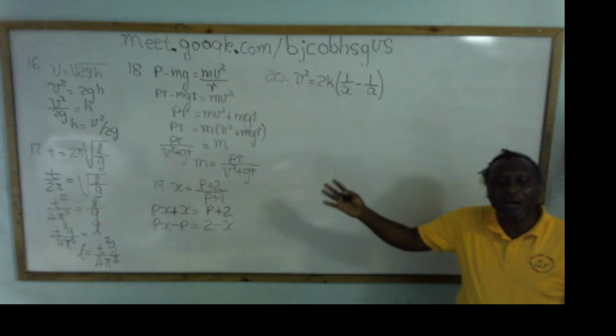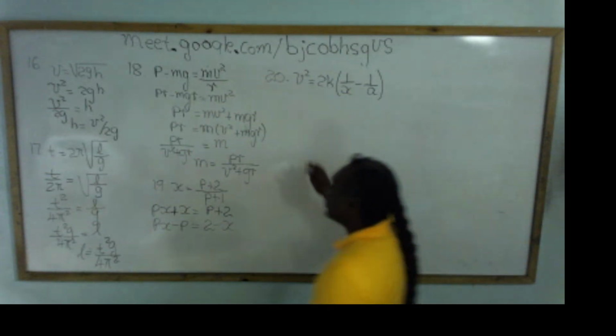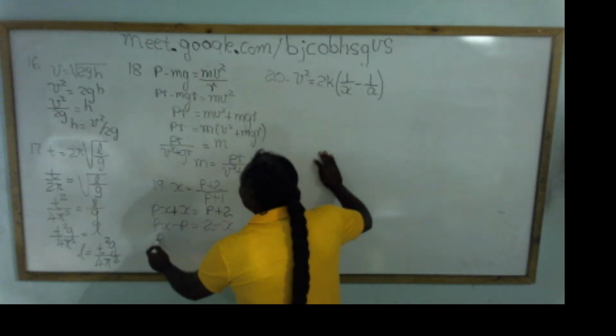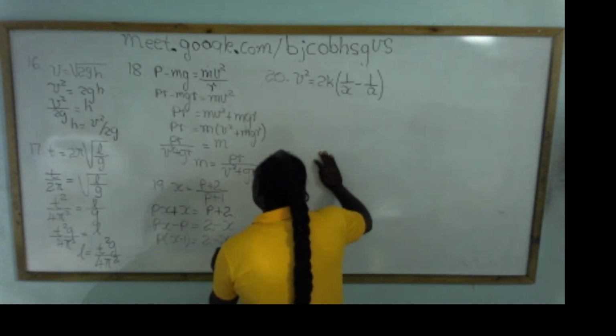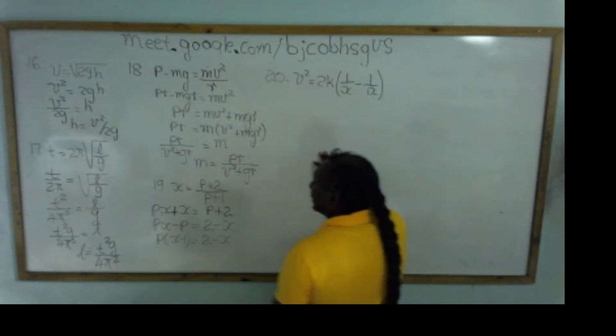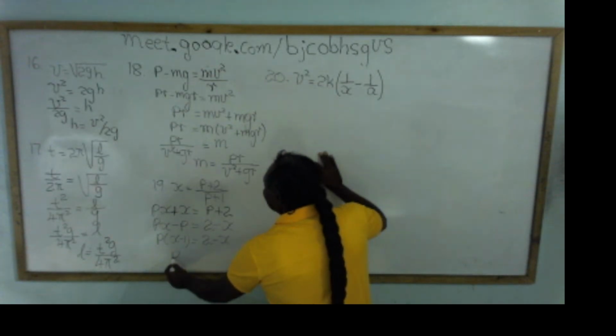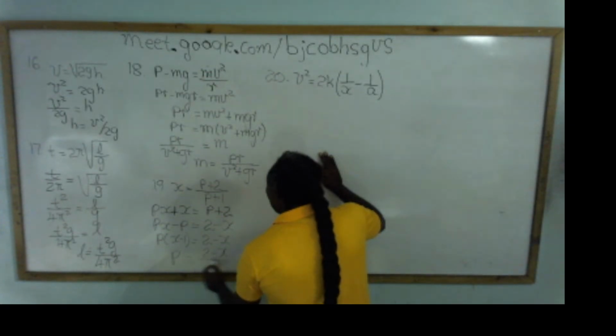And if we are making p the subject of the formula, then we have two occurrences of p. It is the same thing all over again. We need to factorize, take out a common factor of p. So x minus 1 is equal to 2 minus x. And then we finish up by dividing: p is equal to 2 minus x over x minus 1.